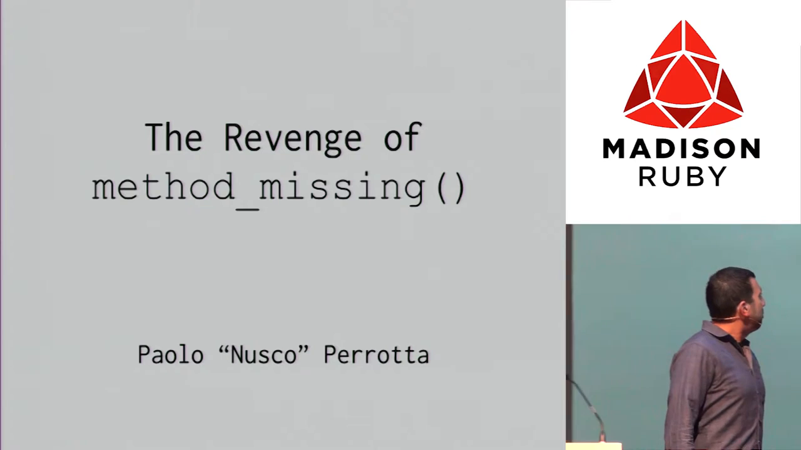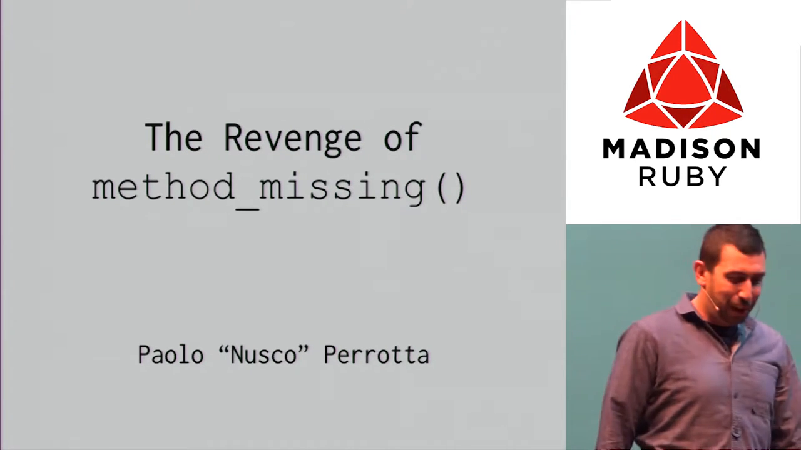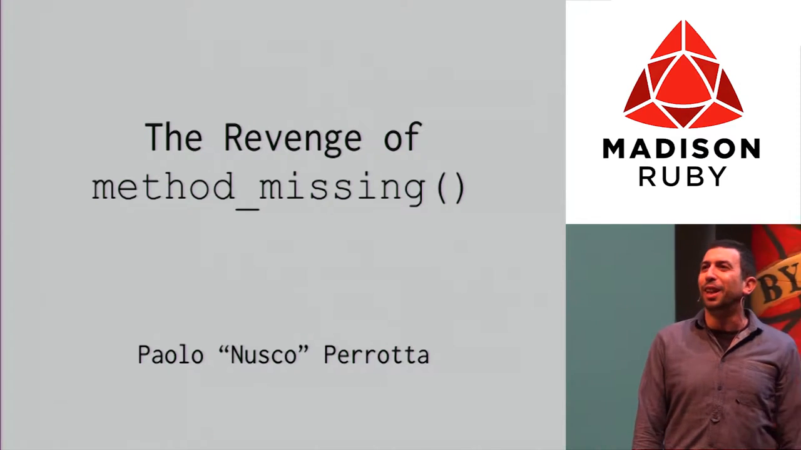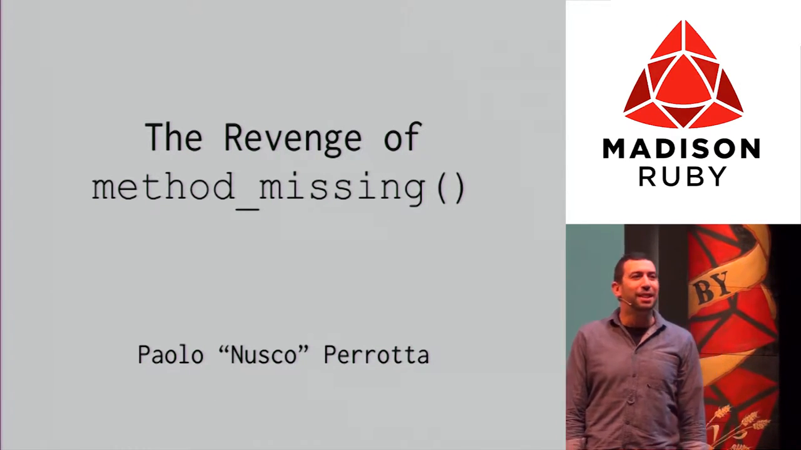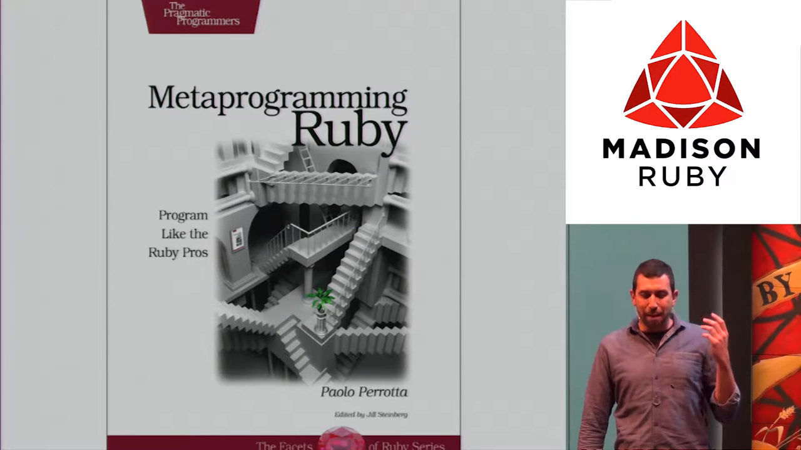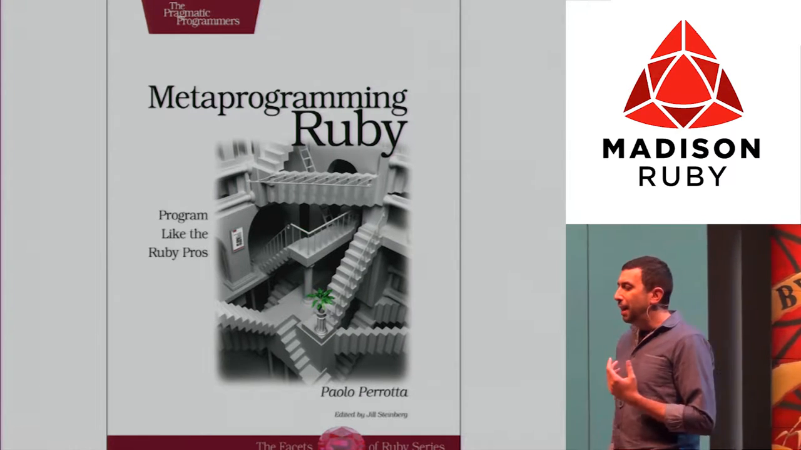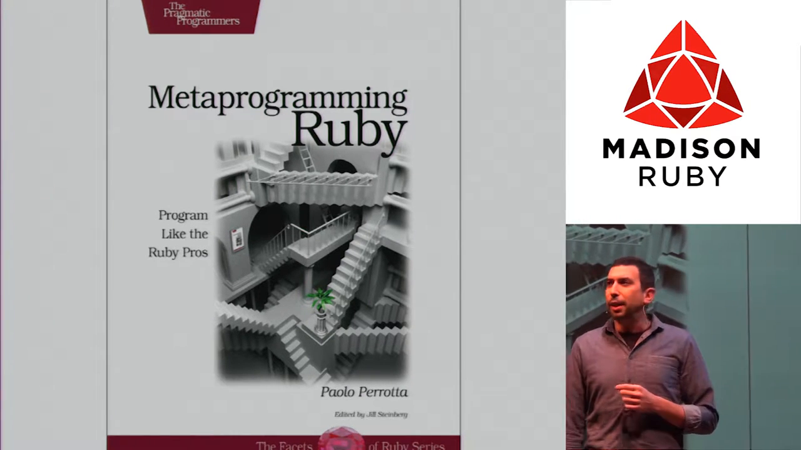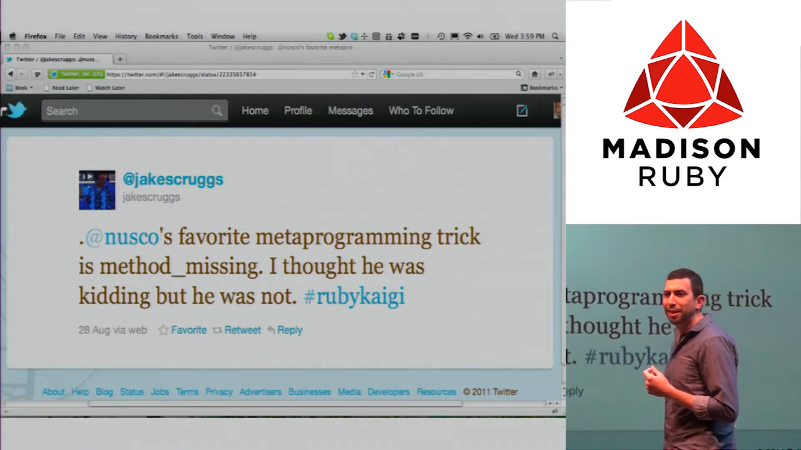I'm going to talk about method missing, so I hope that you like the idea of being stuck in here with me talking about a single method for half an hour, because that's what's going to happen. And the reason for that is that I wrote this book, so people ask me about, for example, my favorite metaprogramming tricks. And when I tell them that I have a soft spot for method missing, I get reactions such as this one.